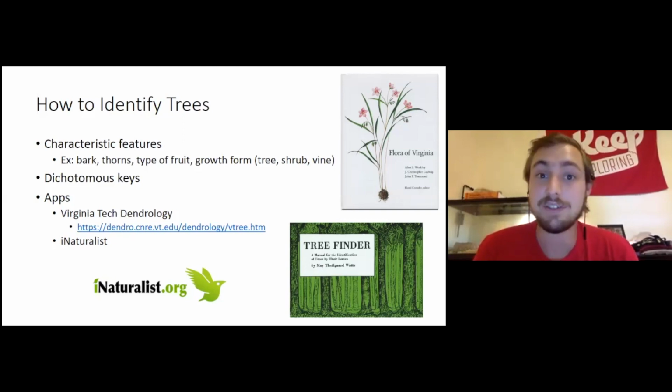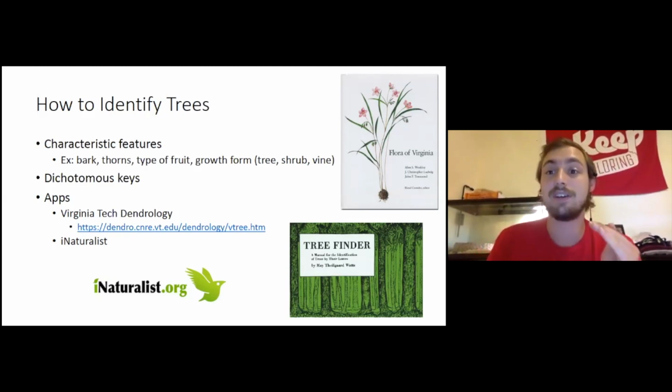Today, our key will start way out in the families, which for Viburnum would be the Adoxaceae, which then has multiple genera within that. So it's a very complicated key, but I chose a species that would be at least a little bit easier to follow while going through the key. But obviously there are much simpler ones like the Tree Finder, which is a great one to start out with, and then apps like the Virginia Tech Dendrology and iNaturalist are also very helpful.